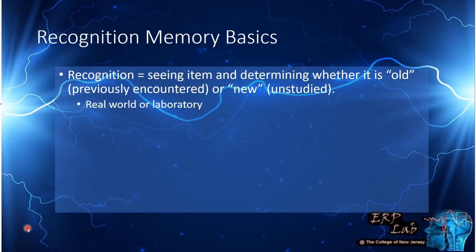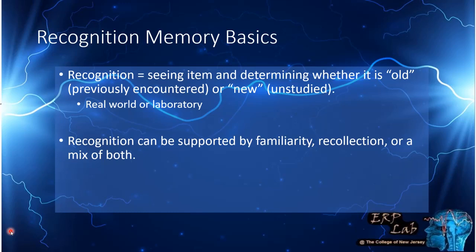Because the FN400 and LPC are related to recognition, I want to quickly talk about the basics of recognition memory. So recognition is seeing an item, and in the laboratory could be things that the experimenter presented to you, and then you're seeing them at test with a mixture of some new items, and you have to determine whether it's old, whether you previously encountered that item, or whether it's new. We can also have recognition memory in the real world, of course, if we see familiar people, objects, etc.